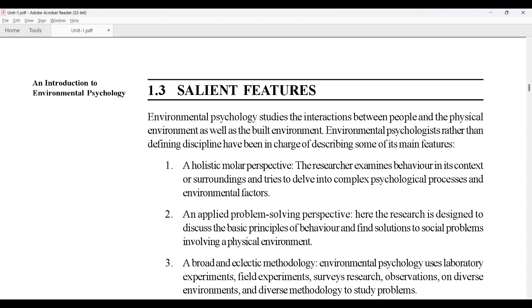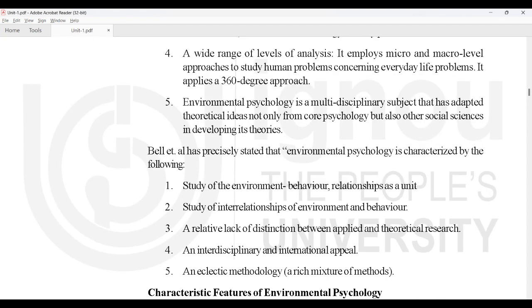3. A broad and eclectic methodology. Environmental psychology uses laboratory experiments, field experiments, surveys, research, and observations on diverse environments, and diverse methodology to study problems. 4. A wide range of levels of analysis. It employs micro and macro level approaches to study human problems concerning everyday life problems. It applies a 360-degree approach. 5. Environmental psychology is a multidisciplinary subject that has adapted theoretical ideas not only from core psychology but also other social sciences in developing its theories.